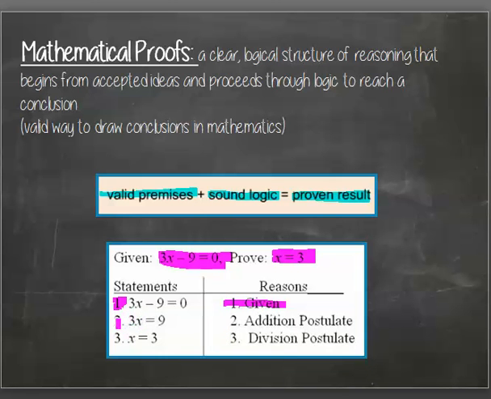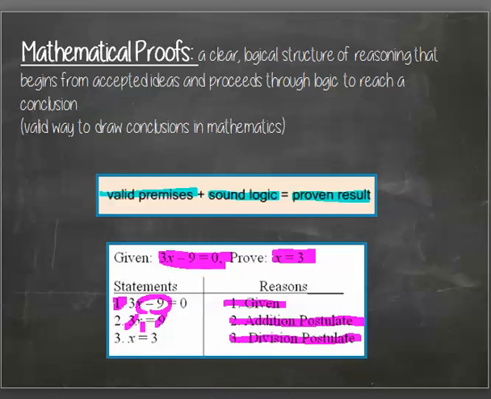Then step 2, we got 3x equals 9. What we did here is we added this 9, its inverse operation, to both sides. So the reason we can state that is the addition postulate. Then we get down to the last step, x equals 3. What did we do? We divided both sides by 3. So our reason is the division postulate.